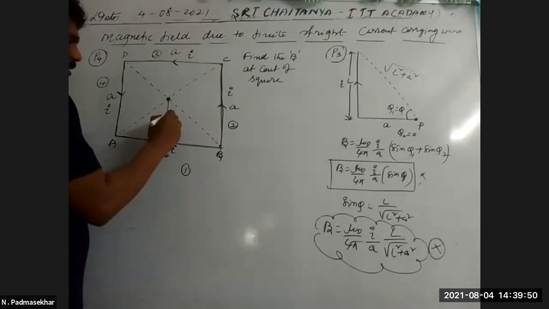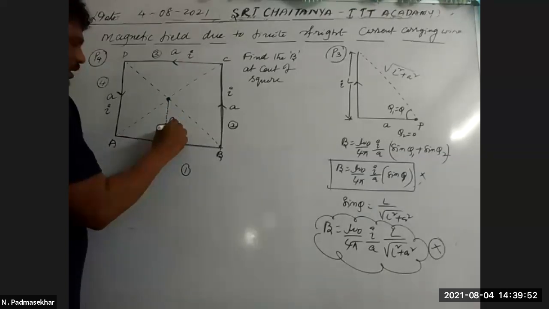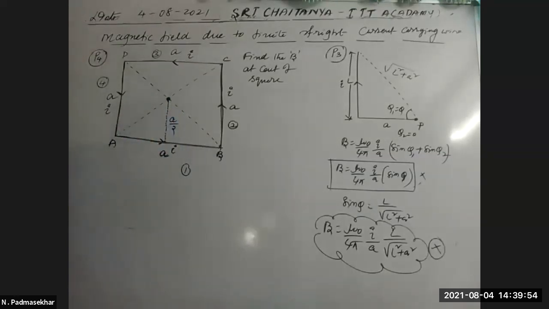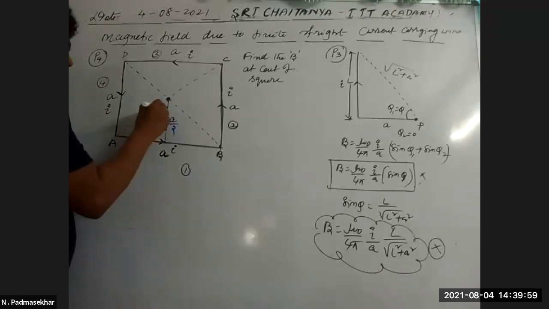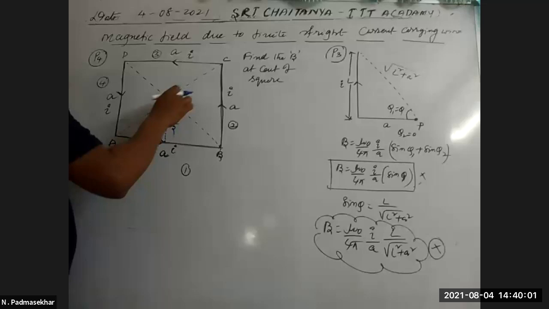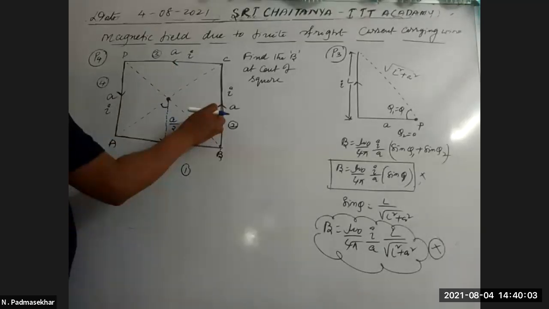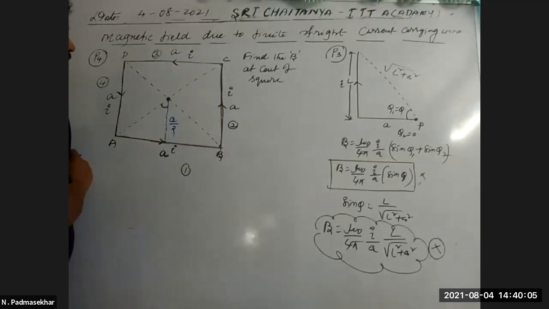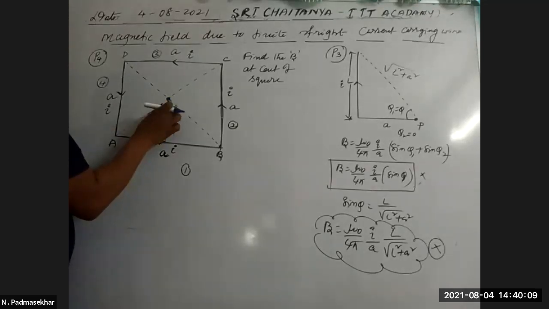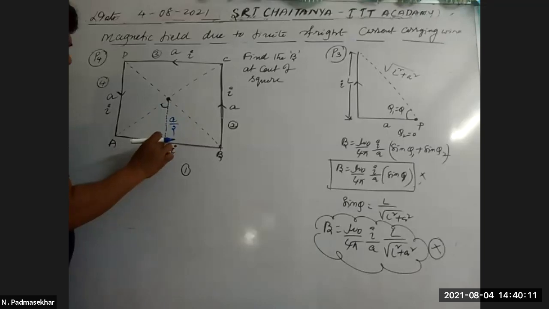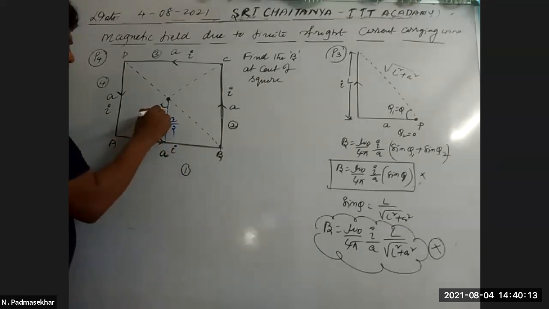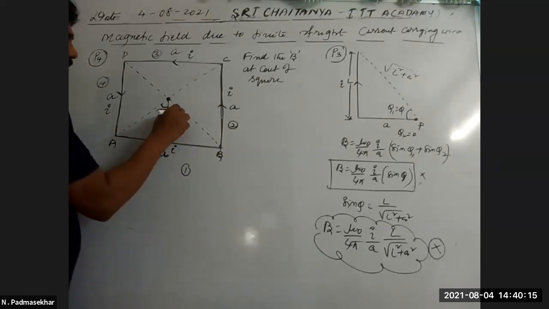So what is the distance? It is A by 2. And this angle, what is it? Total angle is 360. 360 by 4 is 90. Here there are 2 equal parts, exactly the midpoint. This is 45 and this is 45.